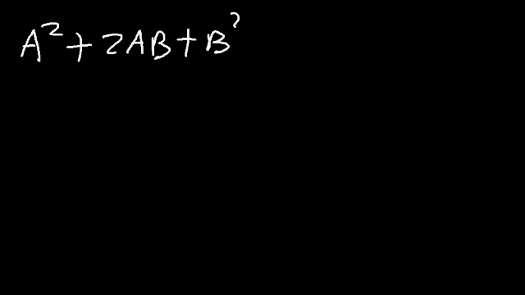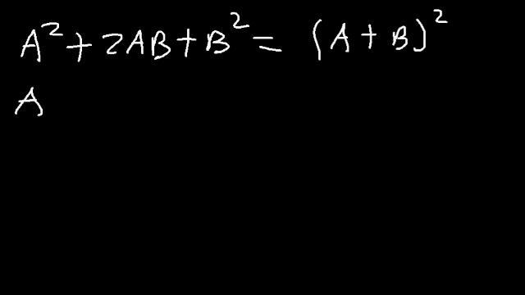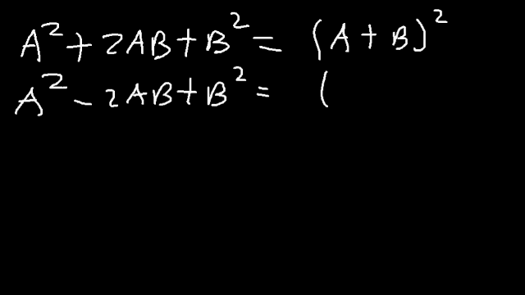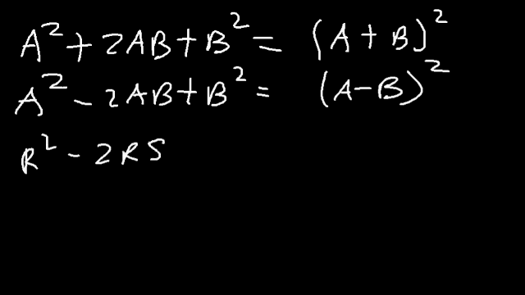So now there are some other things that you need to know. Let's say you see an expression in this form, a squared plus 2ab plus b squared. This can be factored as a perfect square, a plus b squared. Likewise, if you were to see a squared minus 2ab plus b squared, this is equal to a minus b squared. So let's say you get a question and they give you something like this: r squared minus 2rs plus s squared is equal to 49. What is the value of r minus s?